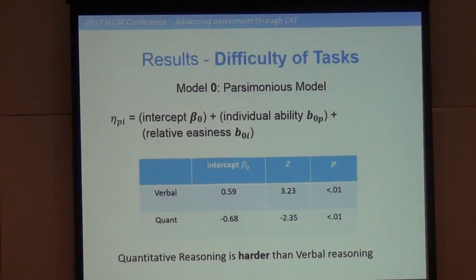Now let's look at the results. We just need to look at the intercept. From the intercept, it is very obvious that for the verbal section the intercept is a positive number, and for the quantitative section it is a negative number. So we know that in this sample, quantitative reasoning is harder, or more difficult, than verbal reasoning. And both of the two intercepts are statistically significant.